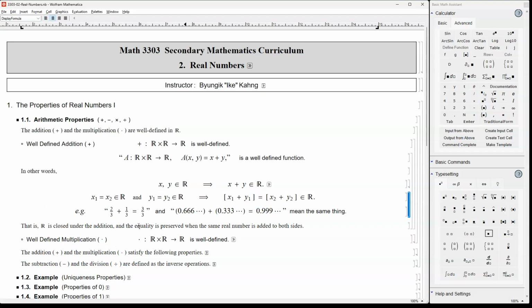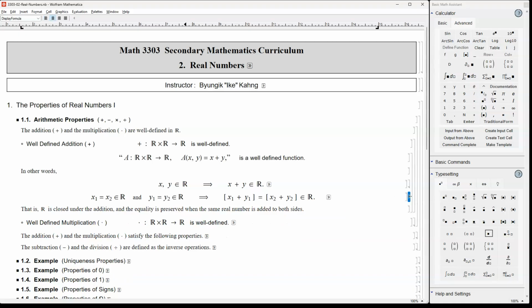Here's an example. Fraction expression, 2/3 plus 1/3 is 3/3. And the decimal expression, 0.666 and so on, plus 0.3333 and so on, add up to 0.9999 and so on. They mean the same thing. Just different expressions of the same real numbers. See those? That's just an example. But in the end, what do you get from these two?